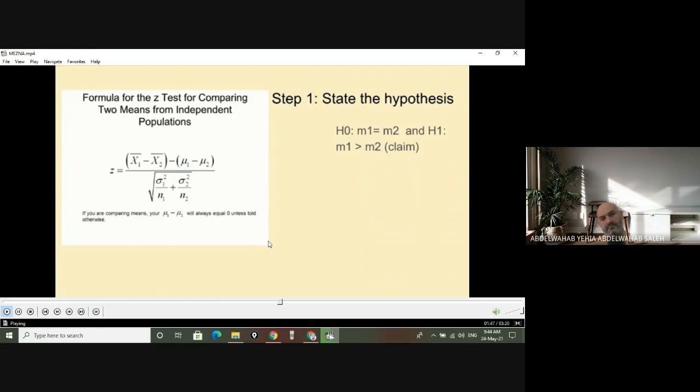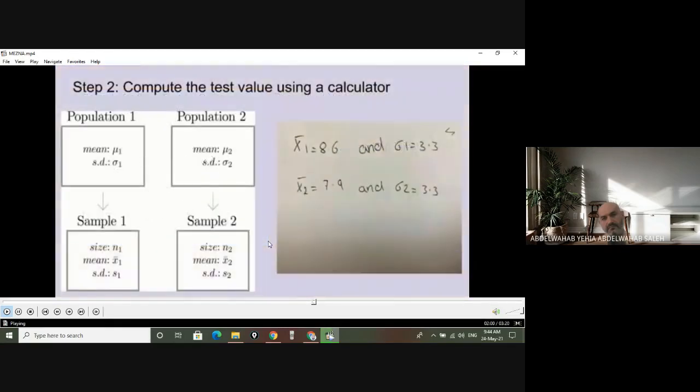Step number 1. We should state the hypothesis. Our hypothesis is H0: mu 1 equals mu 2, and H1: mu 1 is greater than mu 2. Step number 2. We should compute the test value using a calculator, providing x bar 1 and x bar 2, sigma 1 and sigma 2. We should compute the numbers from the Excel sheet in the calculator to find the average.